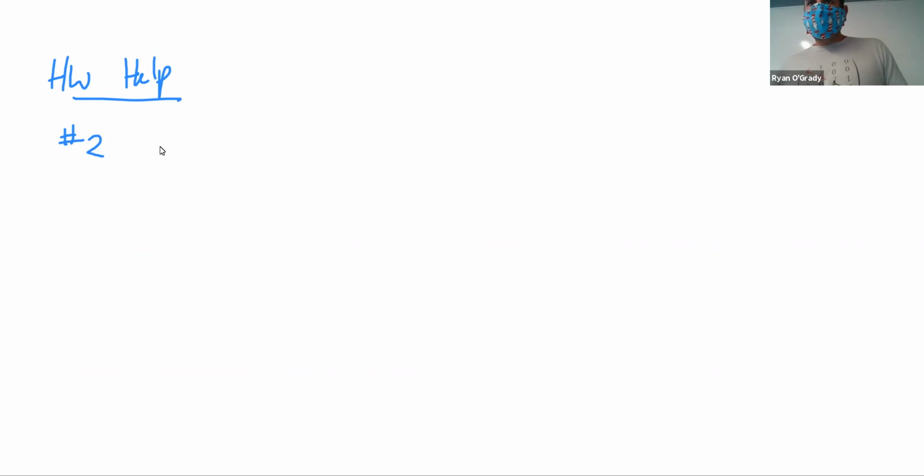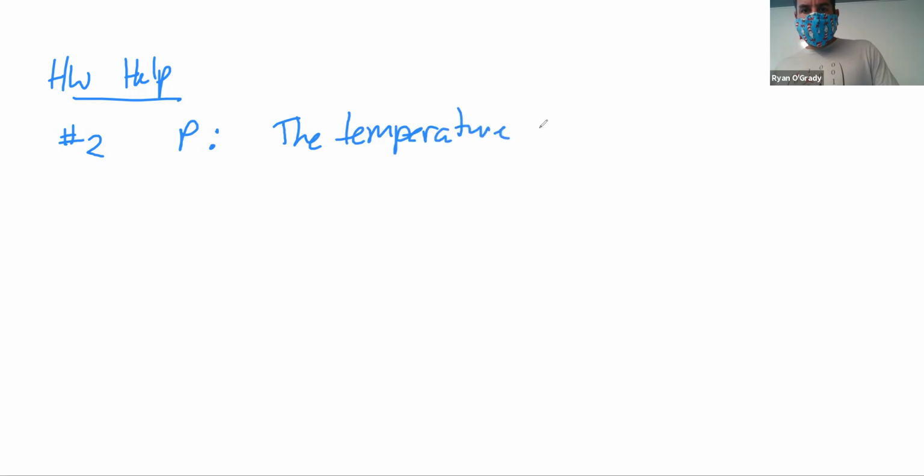So what does the problem say? The problem says we have two propositions. So P is equal to, or not equal, that's sort of a weird way of saying it. A lot of textbooks use a colon, but I guess you could, if you wanted, put an equal sign. So P is a sentence, and this sentence is: the temperature is below freezing. And then Q is the proposition: it is snowing.